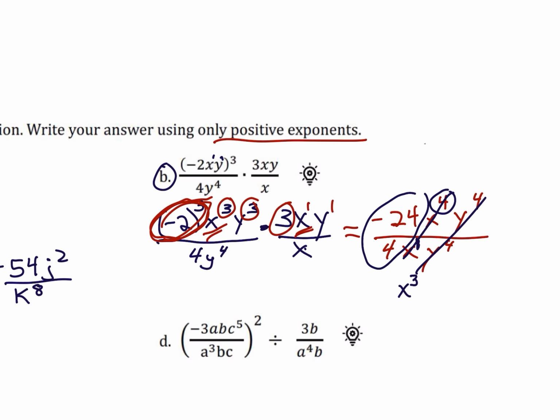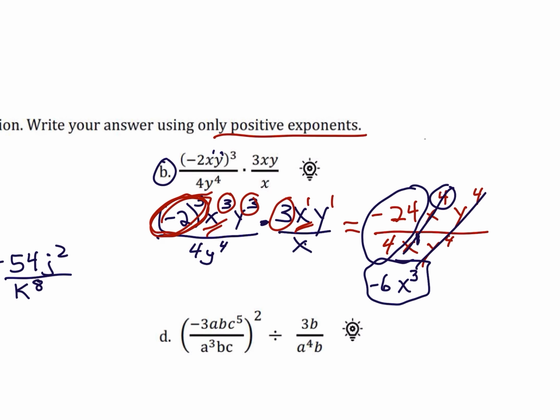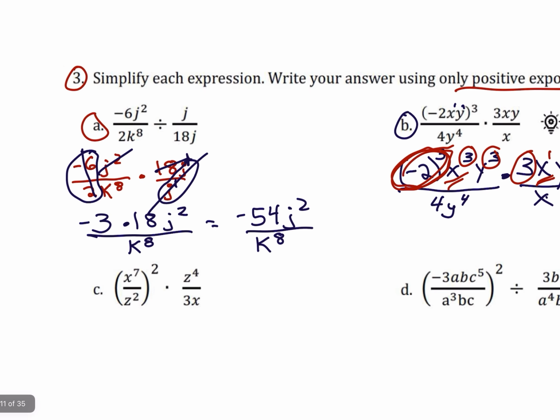And negative 24 over 4 is just reducing that, or you could think of it as dividing. Negative 24 by 4 is negative 6. So our final answer here is negative 6x to the third. Okay, let's move on to C.